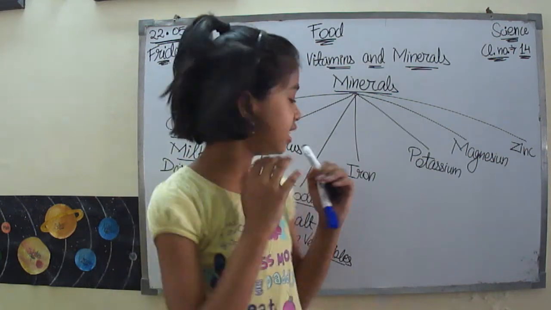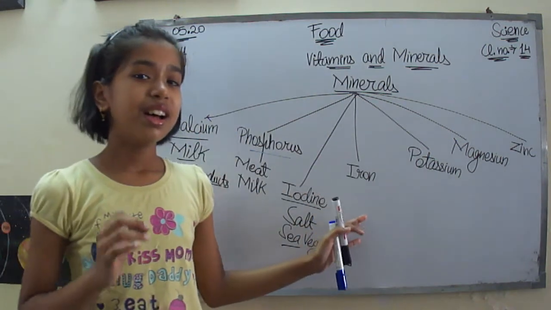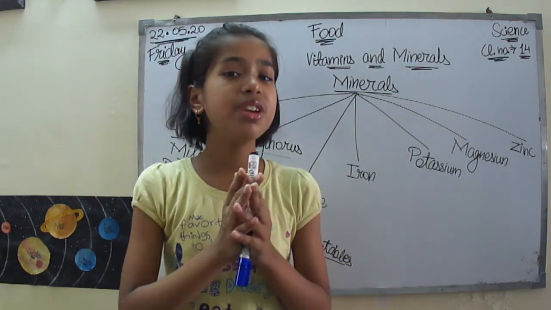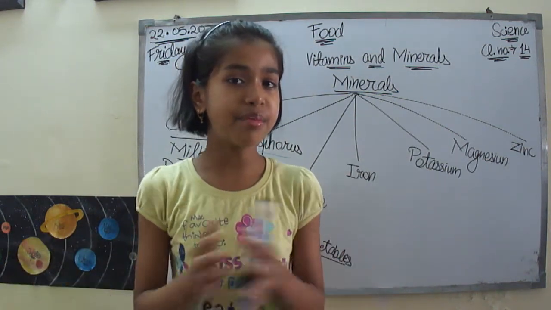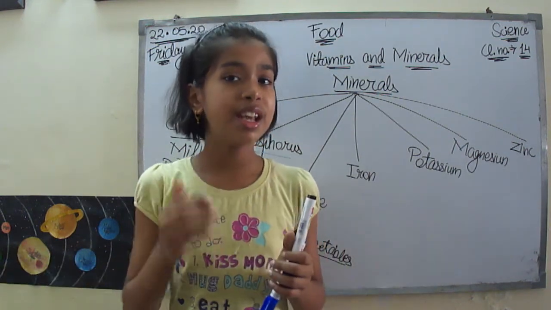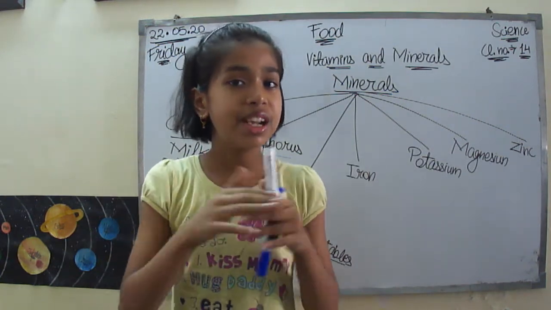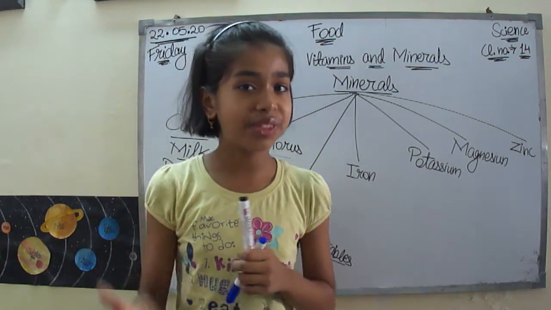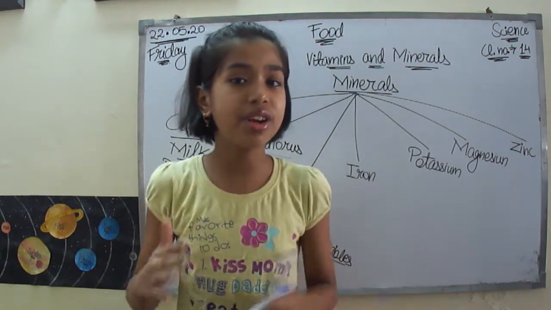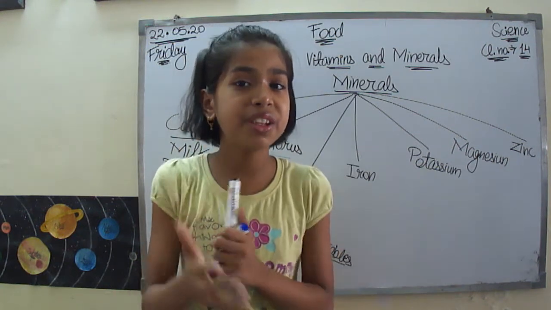Now I think all these minerals are clear to you. Now let's see more about iron. What if you do not consume iron in the right amount? What will happen? If you do not consume iron, there will be less production of hemoglobin. The hemoglobin will be less, and because of that, your skin will look pale, yellowish, and you will feel tired, right?